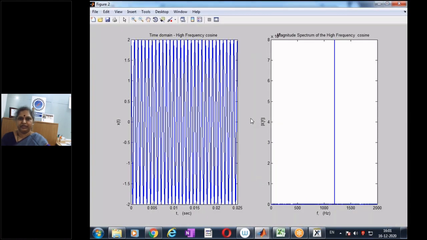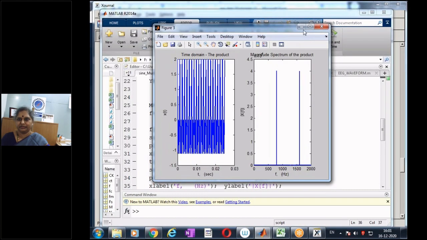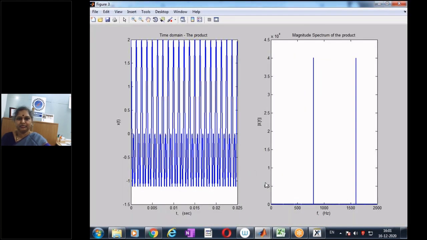Next, here we are plotting the high frequency cosine waveform, which we have taken as 1200 hertz, and as we see here, we have a peak at 1200 hertz. Now let us look at the product. This is the product in the time domain. This is the product of our low and high frequency waveforms.